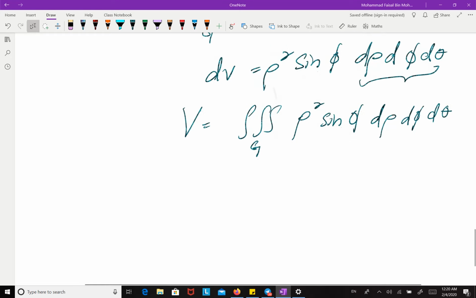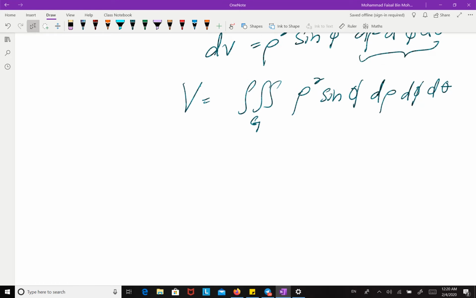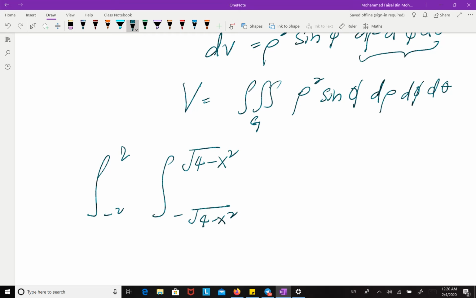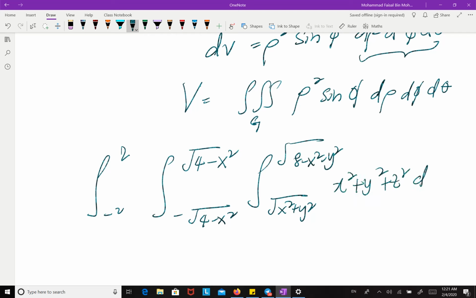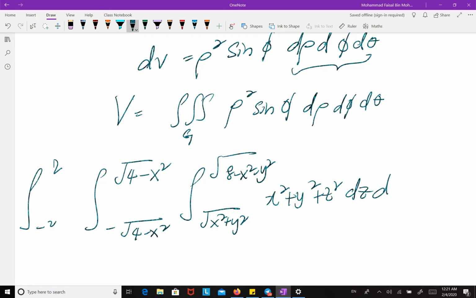Question 2a. Evaluate the integral by changing the coordinates to spherical coordinates. So they give you the bounds: x from -2 to 2, y from negative square root of 4 minus x squared to positive square root of 4 minus x squared, and z from square root of x squared plus y squared to square root of 8 minus x squared minus y squared, of x squared plus y squared plus z squared dz dy dx. So they ask you to change to spherical coordinates.